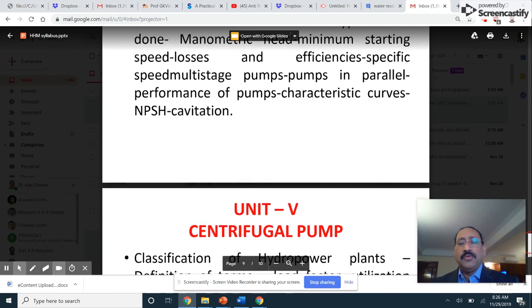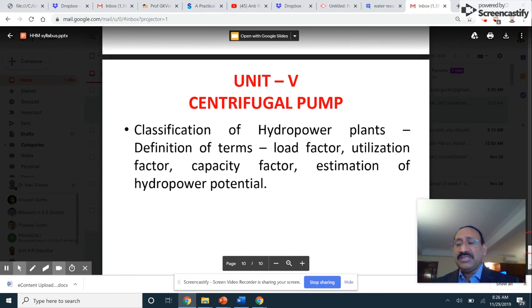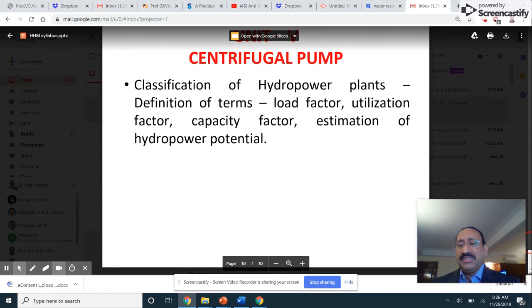This is all about the subject that we study in these 5 units, and I wish this subject would be very attractive to the students of second year civil engineering.